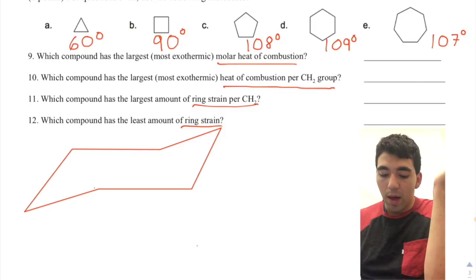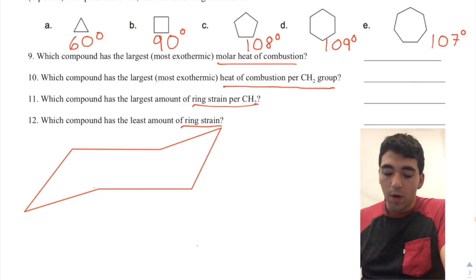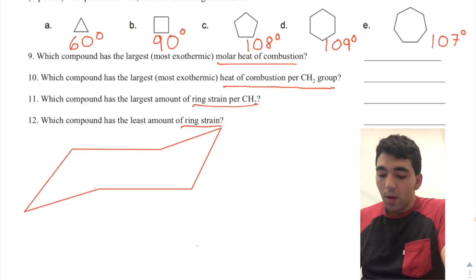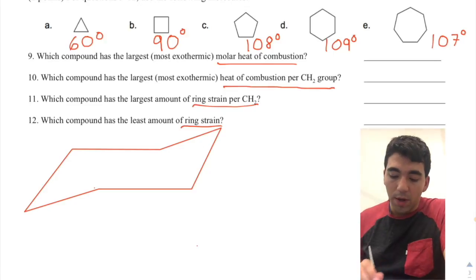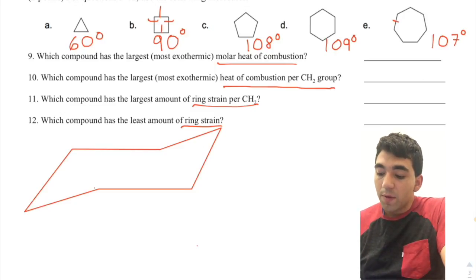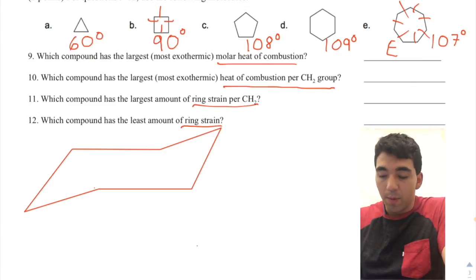Okay, so looking at the first one, the molecular heat of combustion of the entire molecule. For this, we want to count up the bonds of all these compounds. So looking at A, we start off with a 3-membered ring, and we progress to 4, 5, 6, and 7. The number of carbons actually tells us the number of bonds. So if we have 4 carbons, we have 4 bonds. If we have 7, we have 7 bonds. And since this one has more bonds, it's going to give off more energy because of all those bonds breaking. So the largest by far is the one with the most C's, so E. The largest one, it's going to have the most bonds.